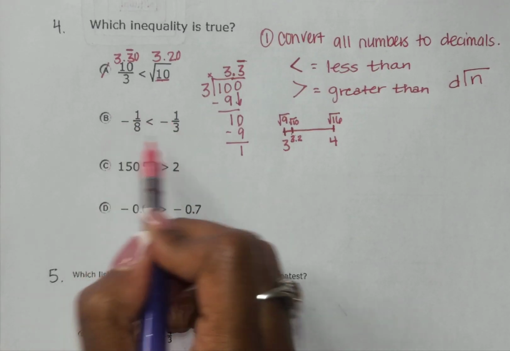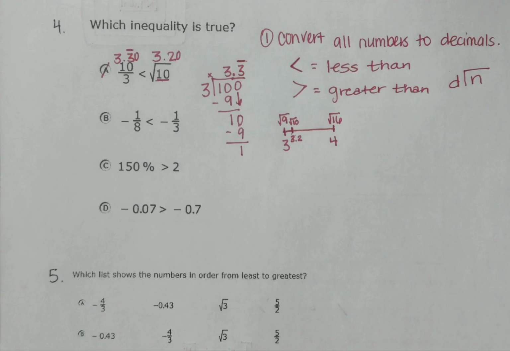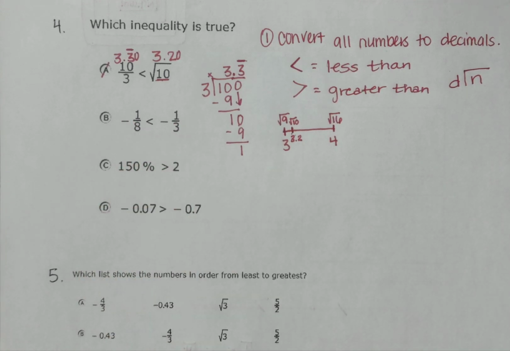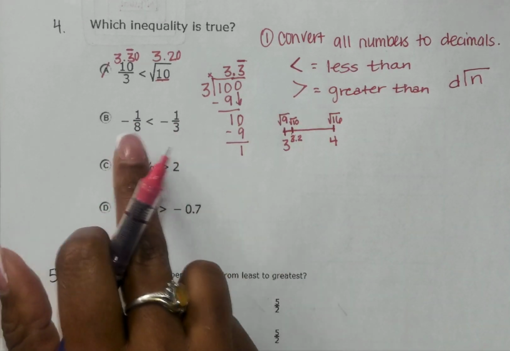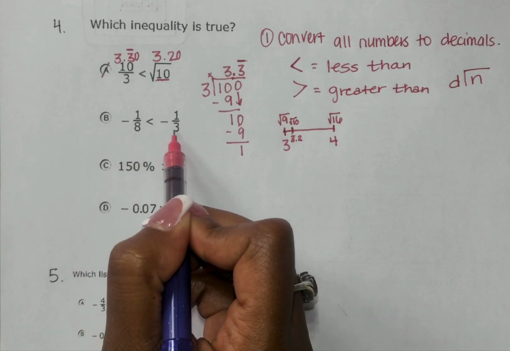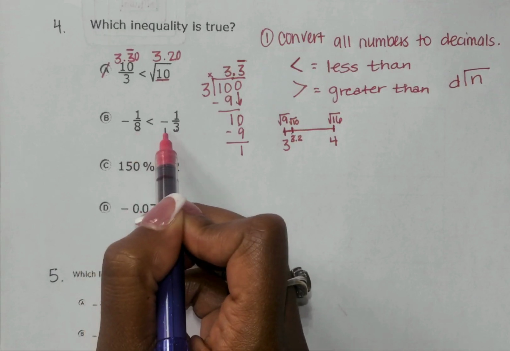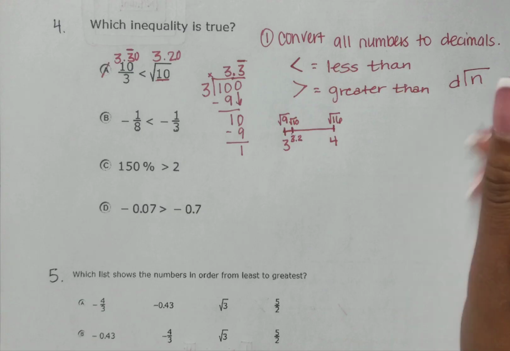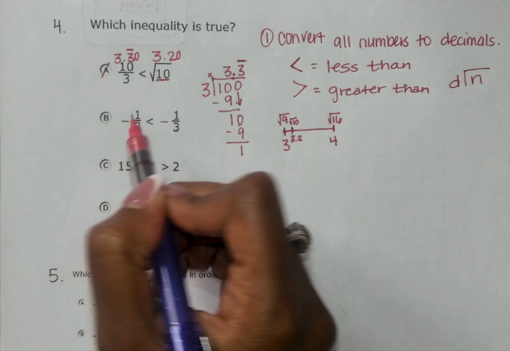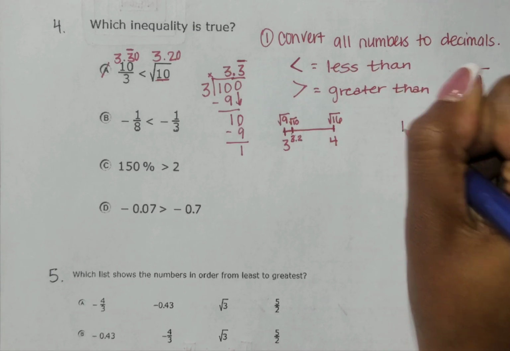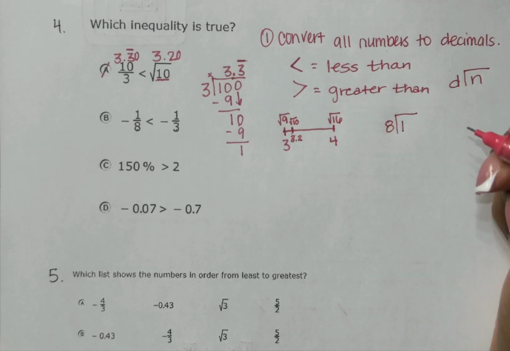Moving on to our next option, we have -1/8 is less than -1/3. So again, converting them both to decimals, because even when you have the same form as in these fractions, it's still not simple to do because they have 2 different denominators. The easiest thing is to convert them to decimals. So I'm going to ignore the negative sign and just add that back on at the end. So 1 divided by 8.